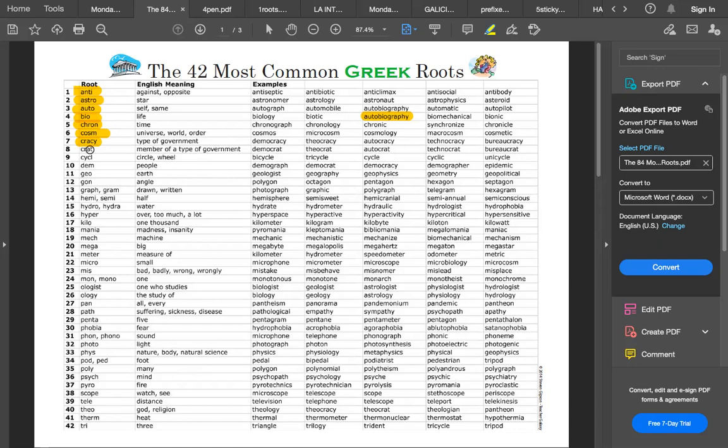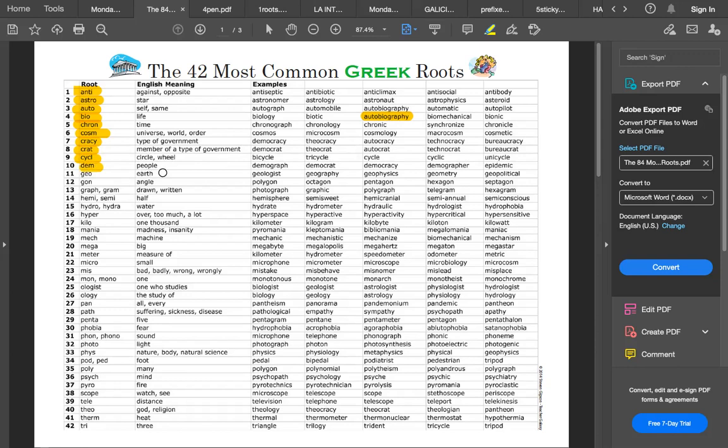Okay, crat is the person who is of that type of government. So you would have a Democrat, okay, a theocrat, and they're just using the same ones over and over again here. Cycle, that is your circle, your wheel. So bicycle, tricycle, cycle, cyclical, unicycle. Uni means one cycle, bi means two, tri means three.